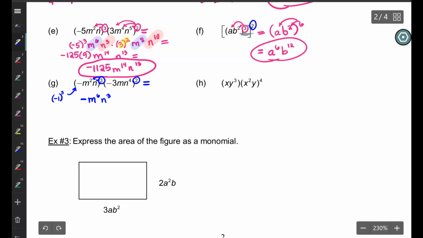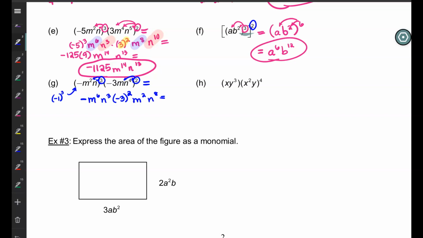Next, I'm going to multiply this. Now, -3, I'm going to put that in parentheses. If you want to do it all at once, -3 squared, so that would be -3 times -3, which would give us a +9. And then I'm going to multiply here, so m squared, n to the 8th. So this will be a +9 here, right? Negative times negative. And then I have that negative out in front. So I'll have a -9. Always move those coefficients to the front.